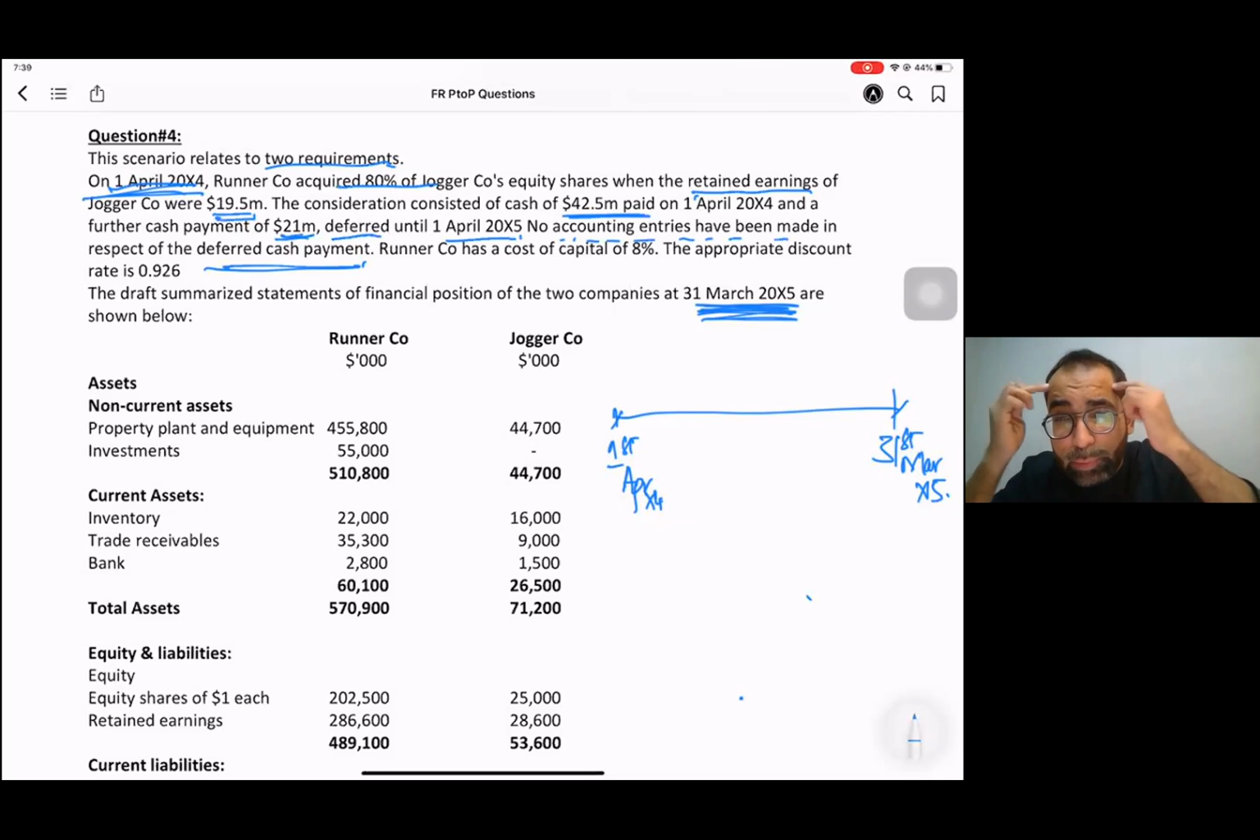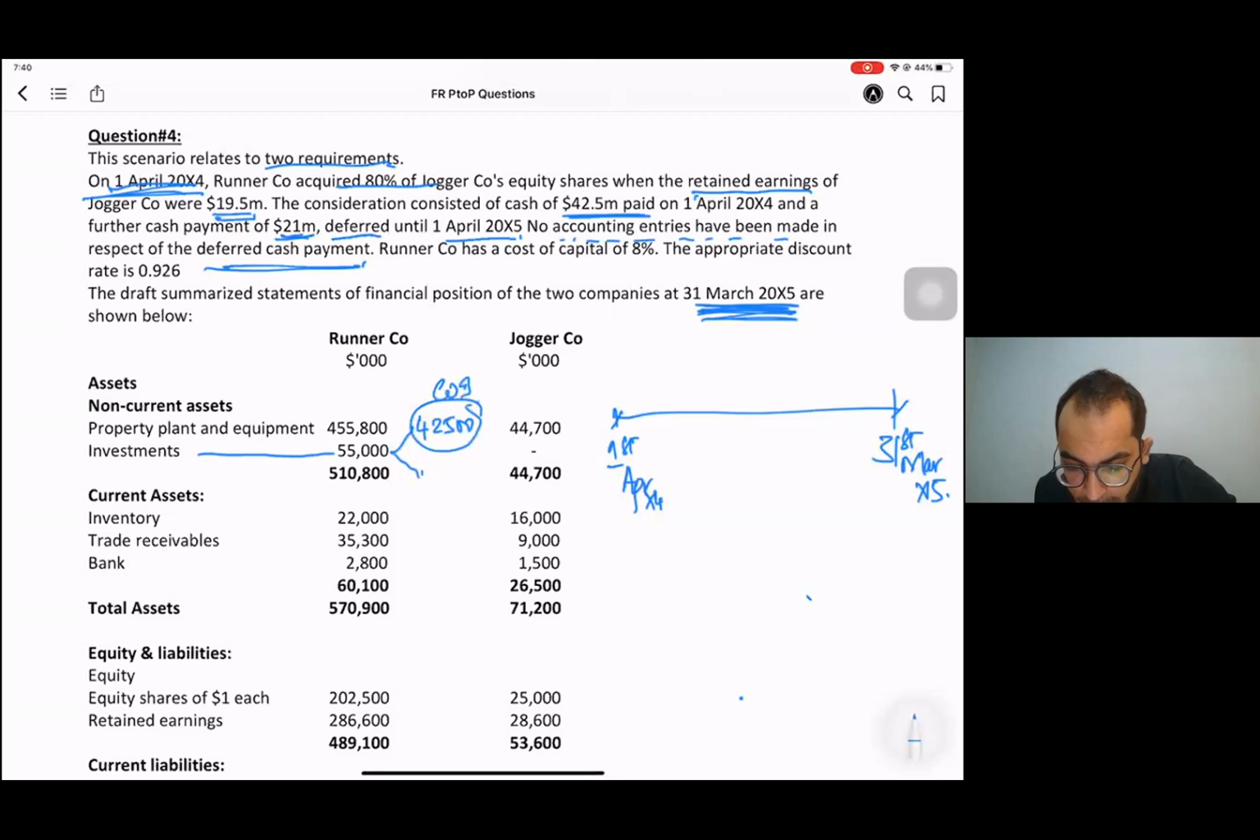Now please use your brain. On the asset side, investment is 55,000. In this investment, 42,500 is part of the cost of investment, the cash consideration. Just think, in the balance sheet asset side of the parent company, this 42,500 is the cost of investment, right? So do 55,000 minus 42.5, it becomes 12,500. This is other investment outside the group.